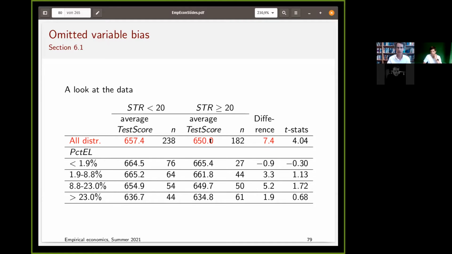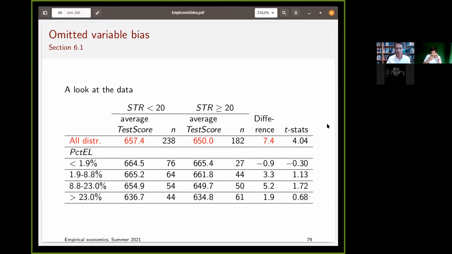And he introduced a dummy variable for small classes and large classes. And these were the outcomes that we could see in that example. So it's exactly the same as last week. So the difference between these two is 7.4 points. So large classes do worse than small classes.